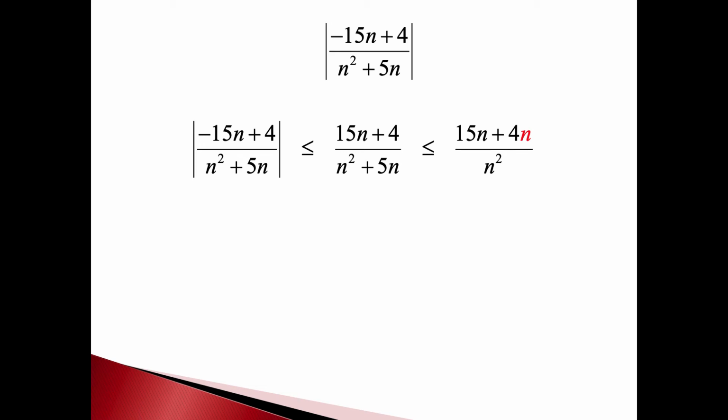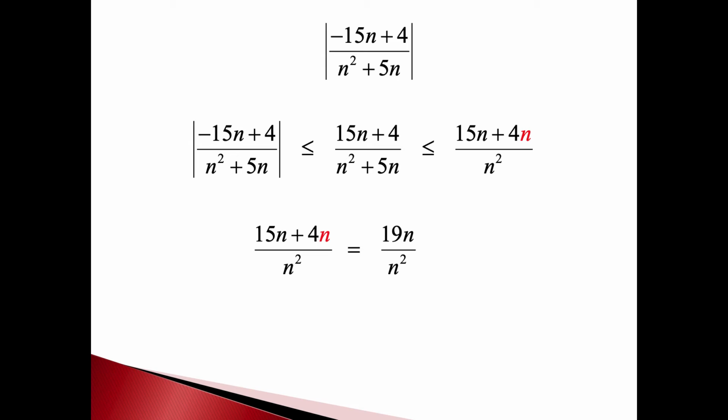Well, if I just get rid of the 5n and just ignore it completely, that will make the denominator smaller, which makes the entire fraction larger. So that's great, right? What I've done is I have turned 15n plus 4 into 15n plus 4n, which made the whole thing bigger. I replaced the n squared plus 5n with just n squared, and because that was in the denominator, that also made the whole thing larger.